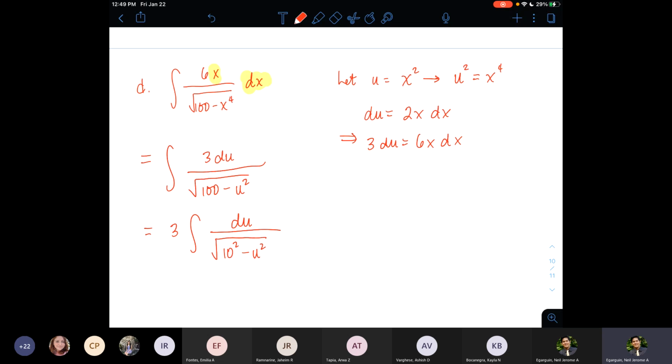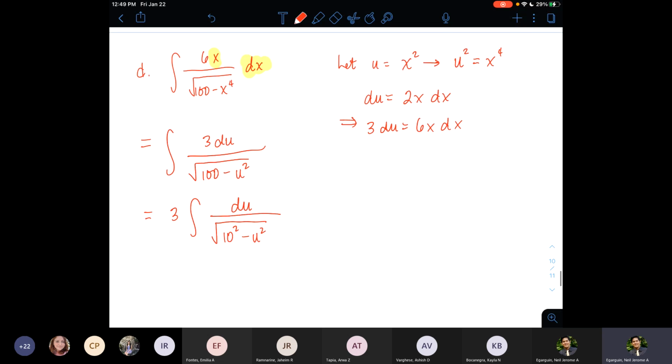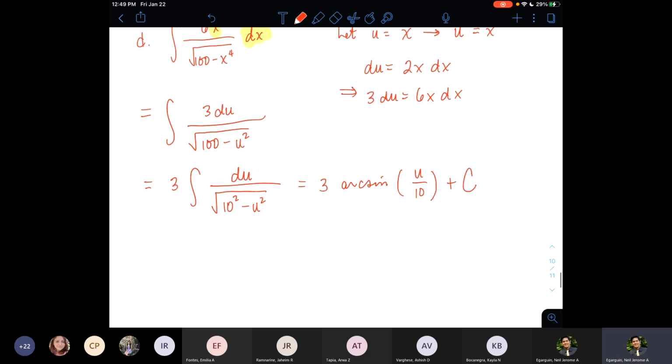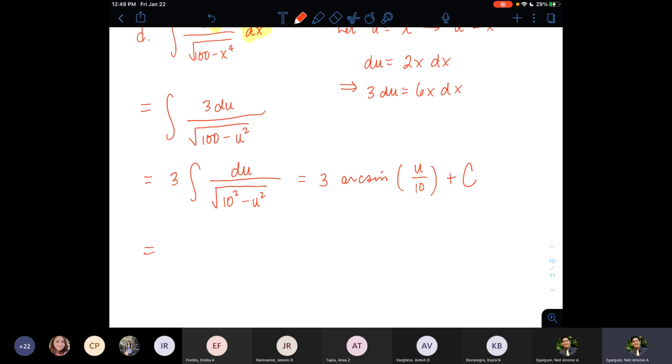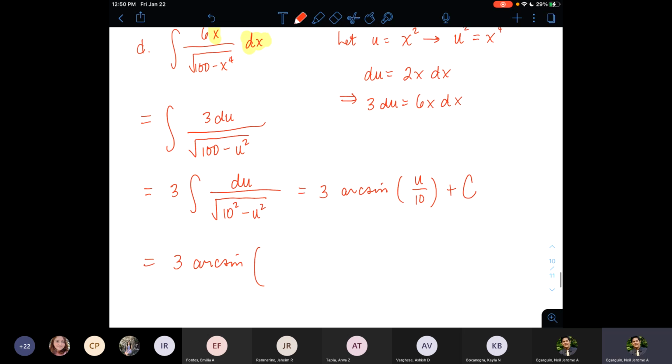And if you go to the cheat sheet that we have, or the formula sheet that you developed from Cal 1, you see that this is equal to 3 arcsine of u over 10 plus the arbitrary constant c. Good? And so the last step is to revert to the original variable. So here we have 3 arcsine of u, which is x squared over 10, plus the arbitrary constant c.